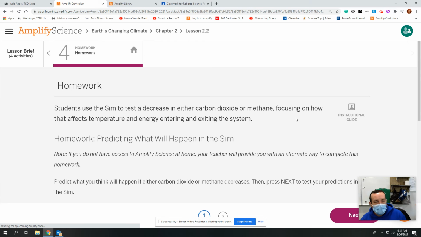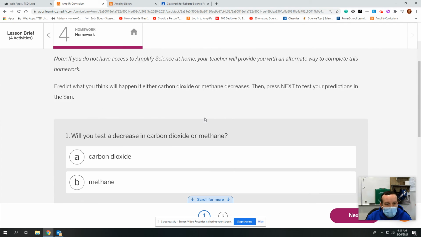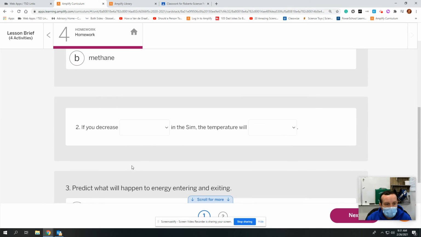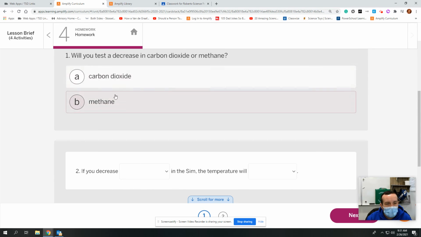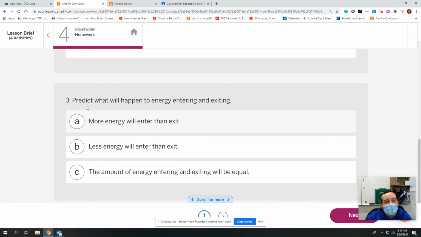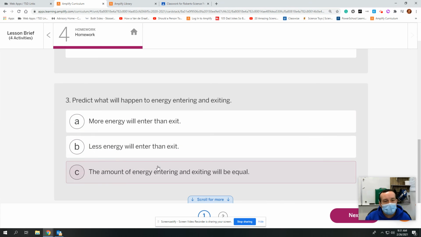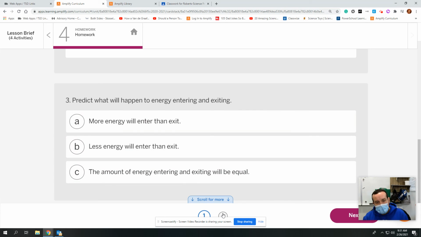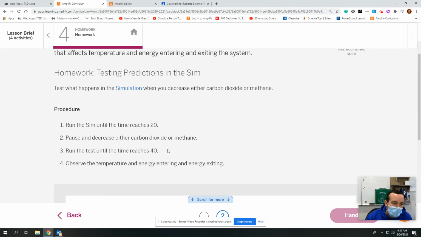Let's move on to the homework section, friends. So again, what you're going to do is go through. You get to choose which one you want to test. And you're going to make a prediction that if you decrease whichever one, carbon dioxide or methane, what's going to happen to the temperature. And then what's going to happen with the energy? Is more energy going to enter than exit, or is less energy going to enter than exit, or will they be equal? And then you're going to go to this page and you're actually going to run that simulation.